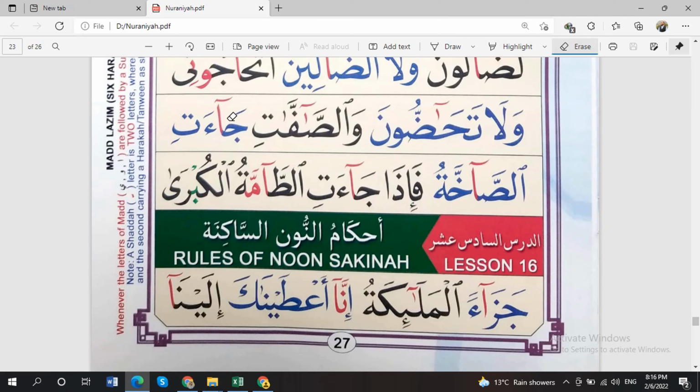And this mad is not mad lazim, so we have to stretch it for 4 haraka, for 4 saakin, for 4 alif. So, and that is mad lazim. We have to stretch it. The second one, we have to stretch it for 6 alif, for 6 haraka, for 6 seconds.